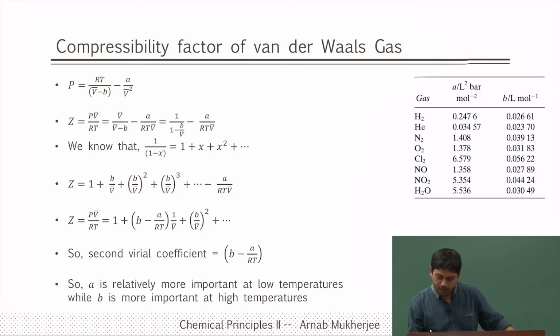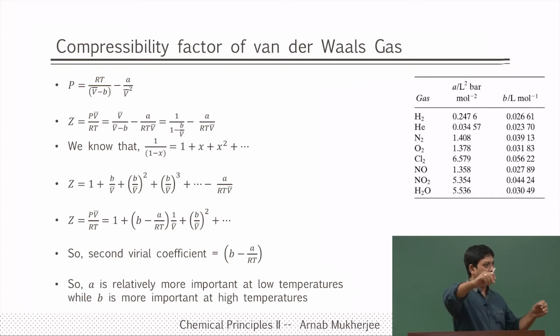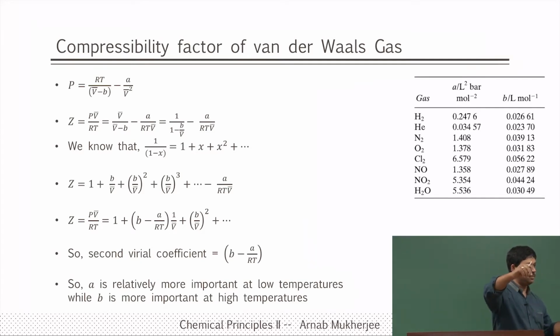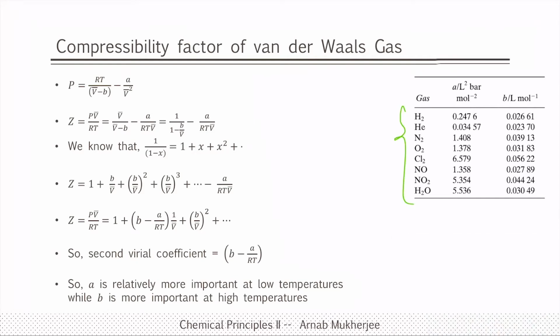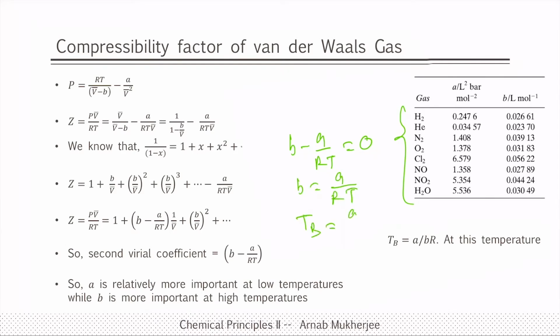And here, the thing is that van der Waals gas is not a real gas. However, we can use this van der Waals equation to fit at least smaller regions of the volume variation, and thus we can arrive at certain values of A and B, and you can see those values are here. And we can also calculate the Boyle's temperature, where B minus A by RT is 0. So, simply B equal to A by RT, and therefore, T B, which is Boyle's temperature, is A by RB.